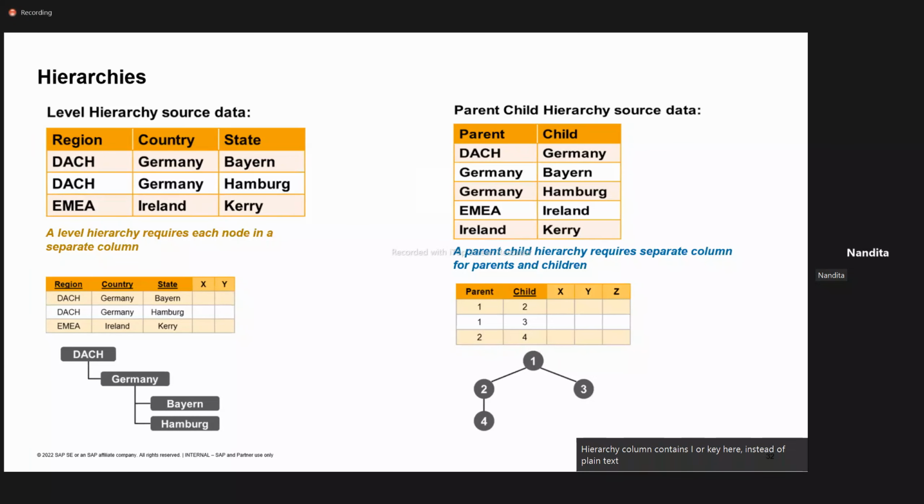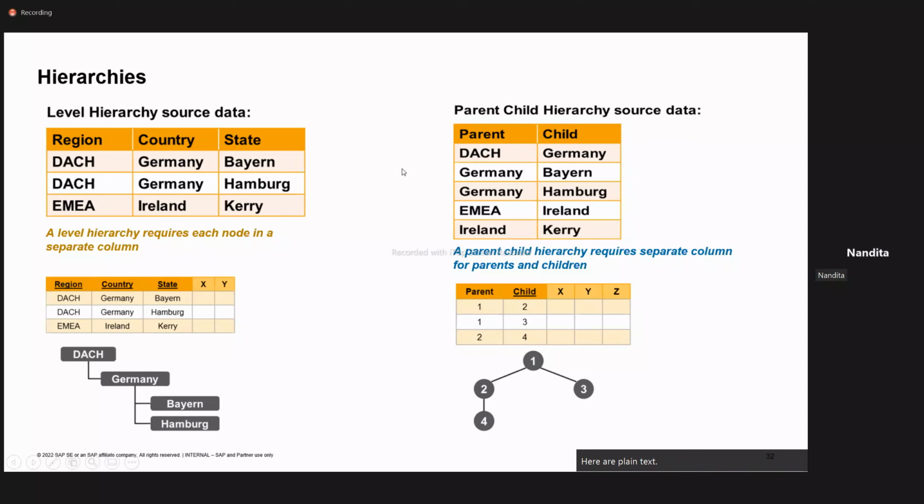So as you can see, these are examples of the same data set presented as a level hierarchy as well as a parent-child hierarchy. So we have region, then we have country, then we have state. If we define it as a level hierarchy, we will have a three-level hierarchy in which we have the region, then the country, and then the state. As you can see, the values here are plain text.